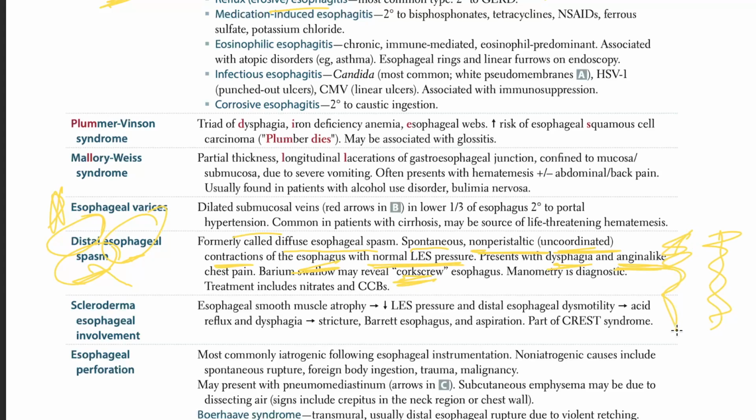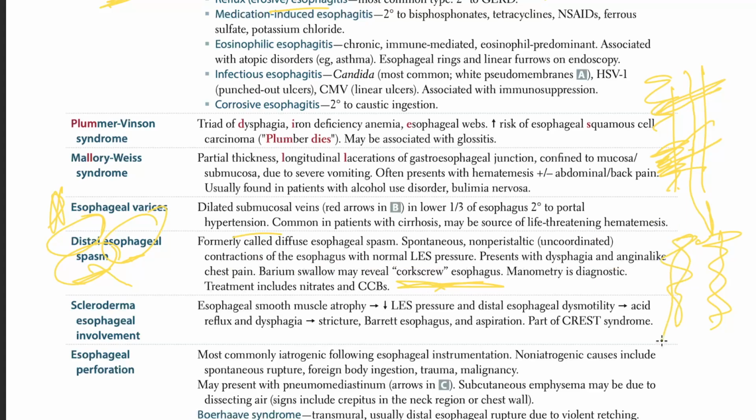With uncoordinated, let's talk about what is coordinated and what is uncoordinated. Coordinated means you have a contraction of the upper part, the food goes down, there's a contraction of the lower part, the food goes there. But uncoordinated means this part is also contracting, this part is also contracting, in an uncoordinated manner. So you have angina-like chest pain, barium swallow is going to reveal a corkscrew esophagus right here. Manometry is diagnostic, which is going to show you uncoordinated peristalsis. Treatment includes nitrates and CCBs. Stop this contraction, give CCBs and nitrates.